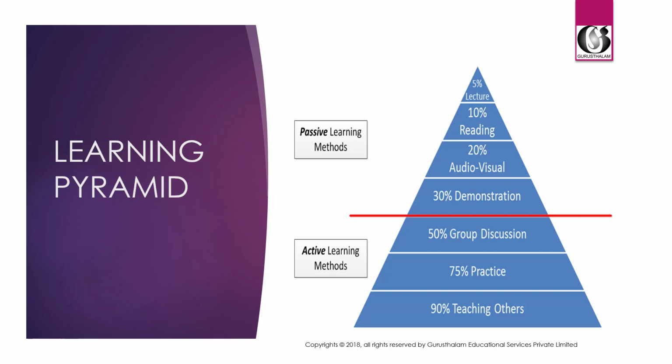This model is known as the learning pyramid and shows different learning methods. I'm not entirely sure where this model came from. It's very old and the percentages that you see are probably far from accurate. The idea of the model is to show the effectiveness of different study techniques. There are two different methods: passive learning methods and active learning methods.